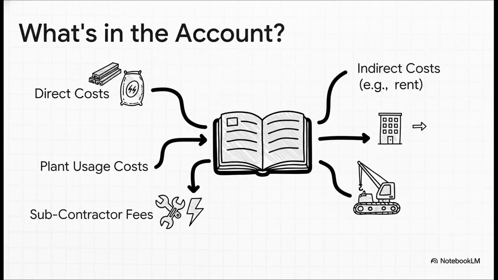So what kind of stuff are we throwing into this account? Well, you've got your obvious direct costs, the concrete, the glass, the wages for the construction crew. Then you have indirect costs, like that warehouse rent. You also have to account for using all that heavy machinery, the cranes and bulldozers. And of course, any money you pay to specialists, like electricians or plumbers you've subcontracted. It all goes into the pot.